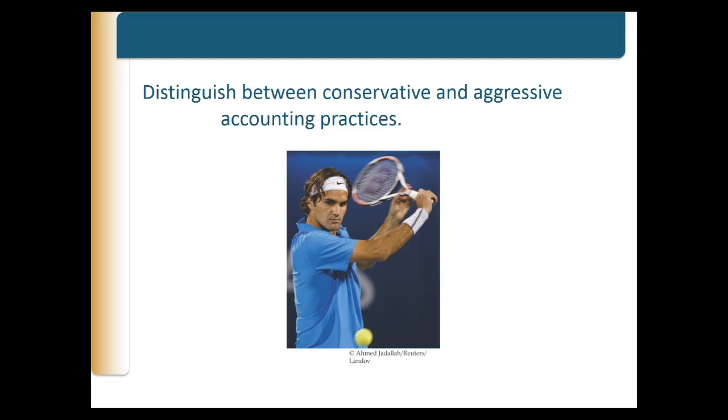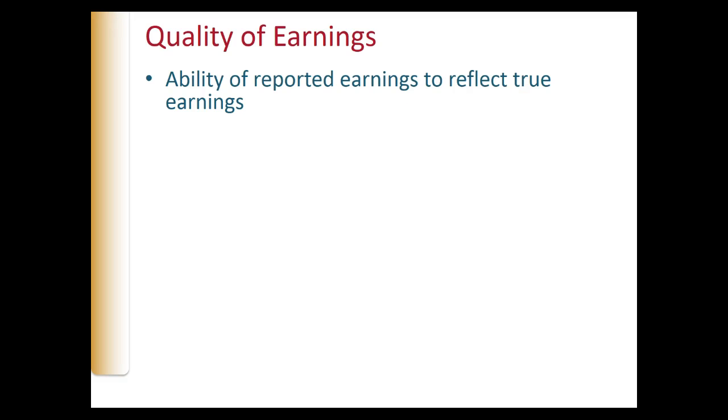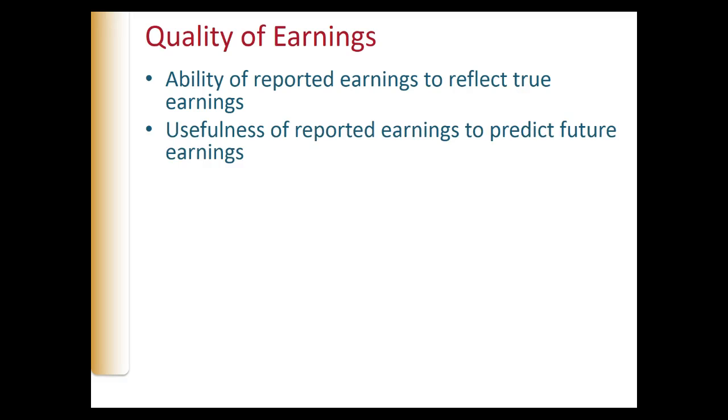Next, we're going to distinguish between conservative and aggressive accounting practices. Quality of earnings refers to the ability of reported earnings to reflect the company's true earnings, as well as the usefulness of reported earnings to predict future earnings.